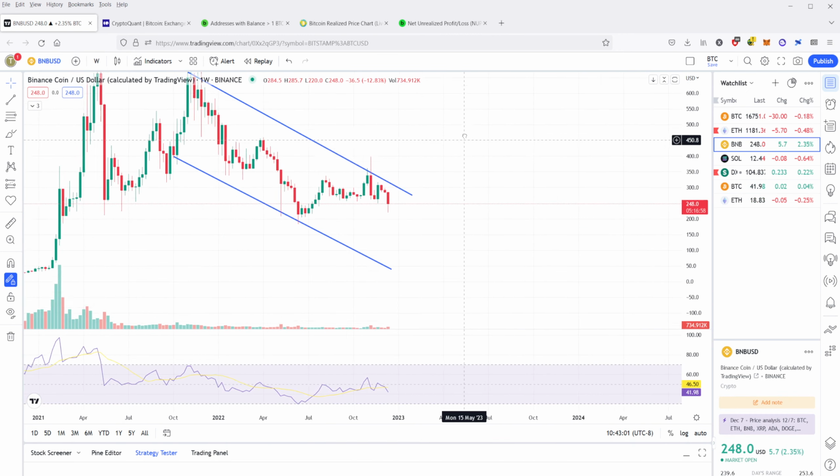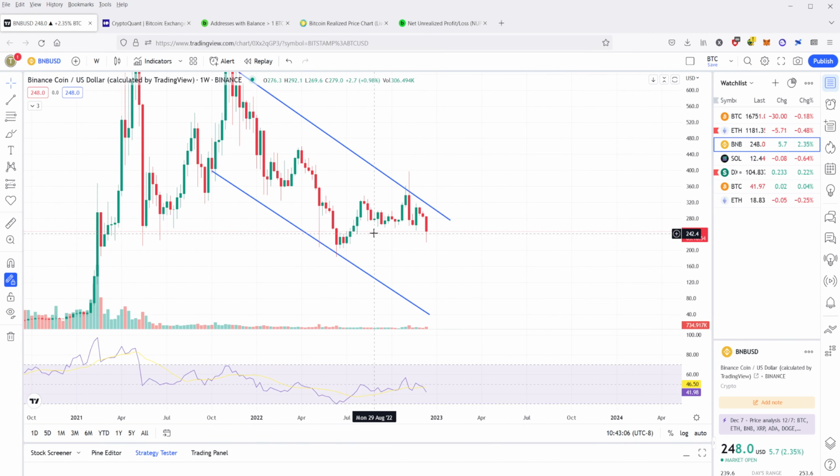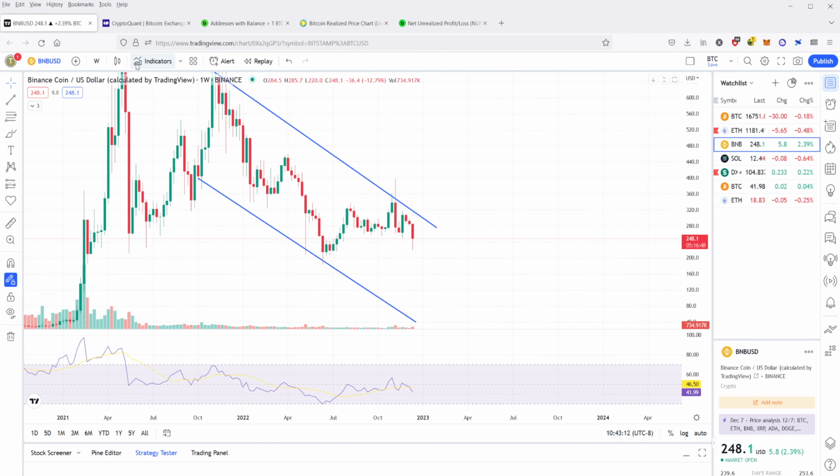Now we're going to go ahead and take a look at the Binance Coin as well. And Binance Coin is in a worse shape than both Bitcoin and Ethereum. However, Binance Coin has kind of gotten bought up a little bit. You see we have this long wick to the downside. So buyers stepped in here at about this level of 222 and pulled the price all the way back up here to about 250.